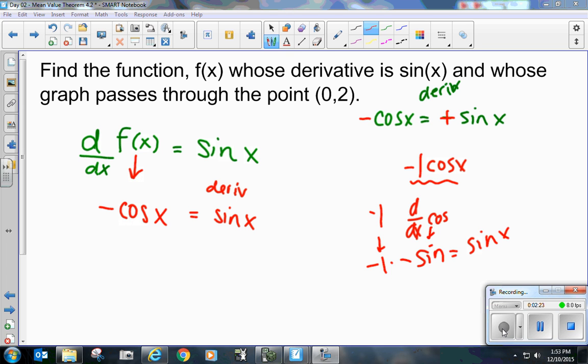Now, quick question: is there anything else you can think of that would give me a derivative of sine of x? It's a lot simpler than you think. Don't start throwing in other trig functions, that's not going to do it. So you're telling me negative cosine of x is the only thing that I can take the derivative of and get sine of x?